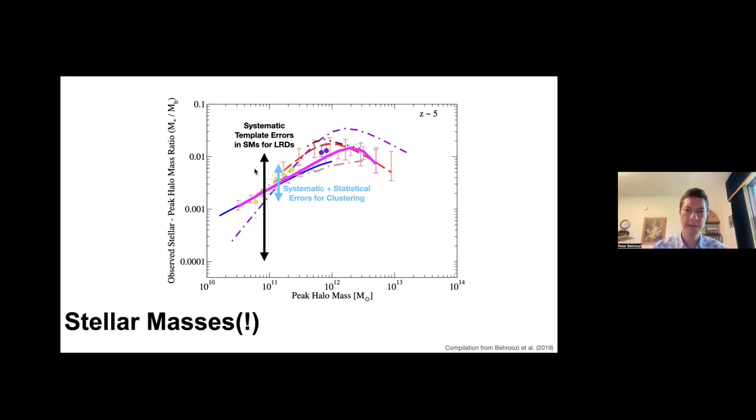So if you look at the clustering around those things and get at their host halo masses, the stellar mass halo mass relationship is tight enough that you would actually get better constraints on their stellar masses just from looking at the clustering and applying a stellar mass halo mass relationship to that inferred halo mass. That's just a fun thought to throw out there, and perhaps people are already working on this.